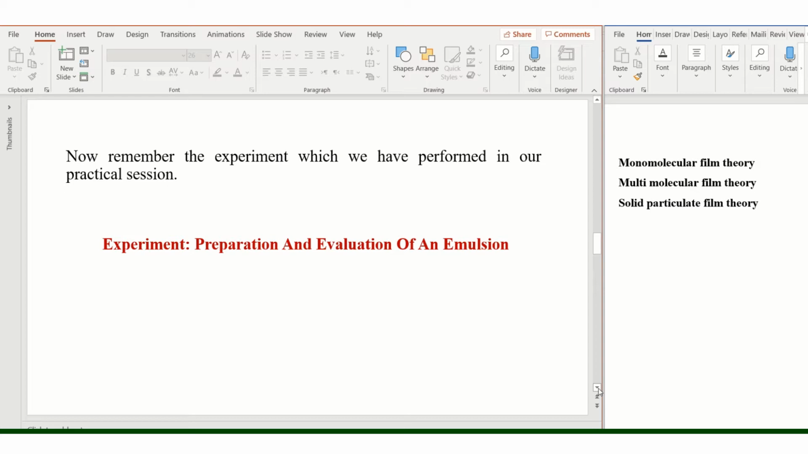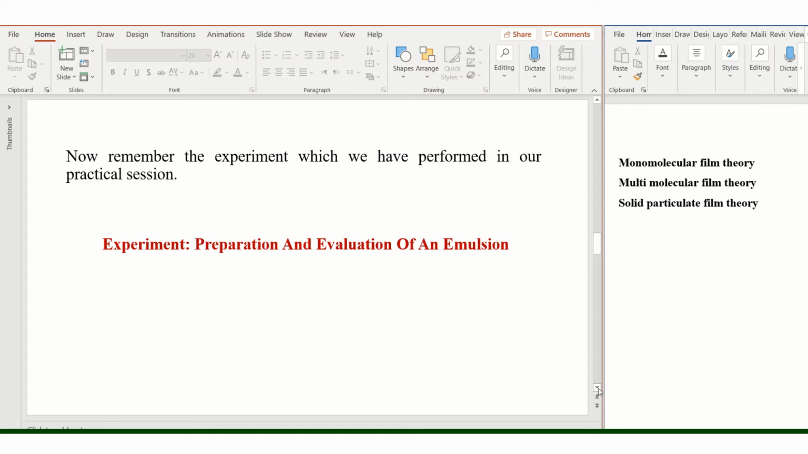And most of the students got a stable formulation, so it's not necessary for them to evaluate because they did it perfect. But you need to know what are the various instability problems that you will be encountering while preparation of an emulsion, right?